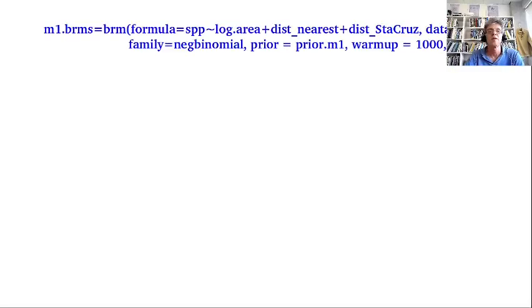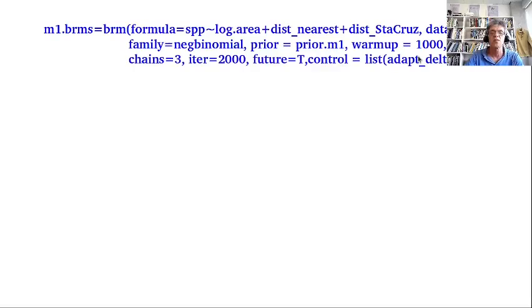So I simply use the command brm of the package brms, specify the negative binomial distribution that I want, the prior that I defined, and the warm-up, that is, I'm going to discard 1000 iterations. I want 3 chains, and I'm going to parallelize the calculations. I'm going to request 2000 iterations of the Markov chains.